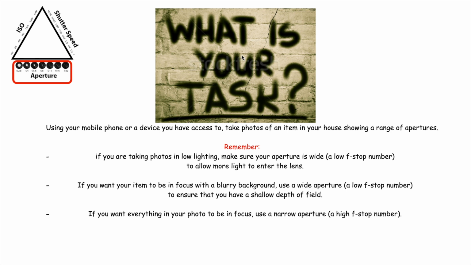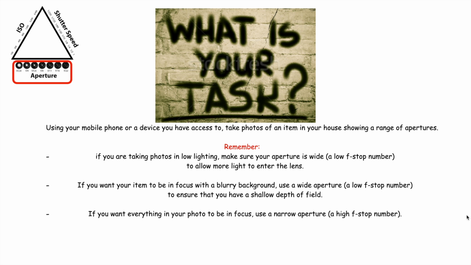Okay, so what I need you to remember though is if you're taking photos in low lighting, so if it's dark or dim or it's dusky outside, make sure that your aperture is wide. So you need it to have a low f-stop number, and that means that more light will enter into the lens, which means that it'll brighten up your photograph.